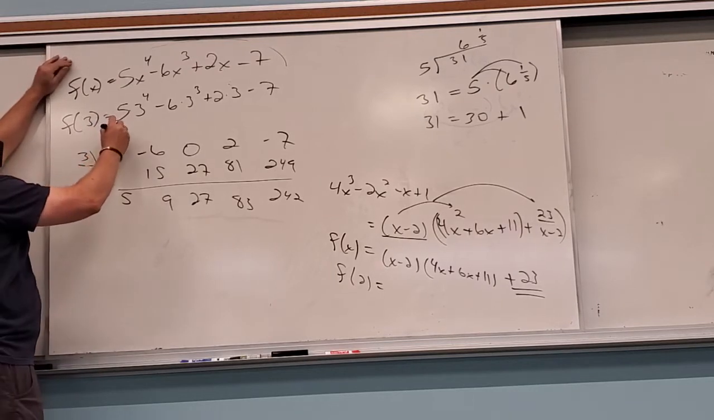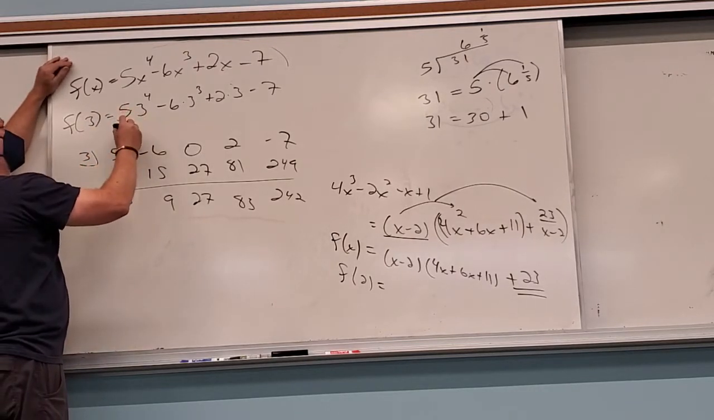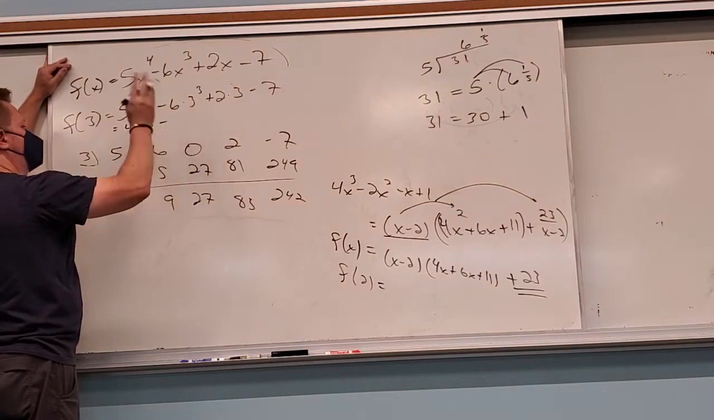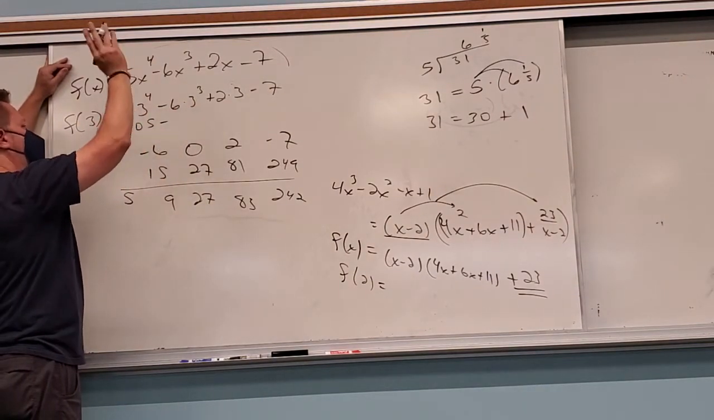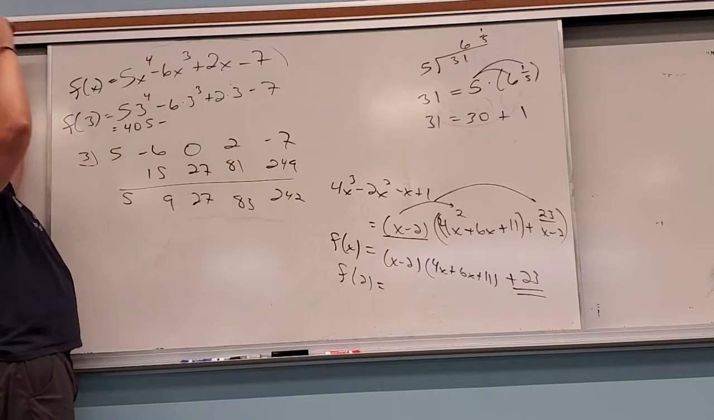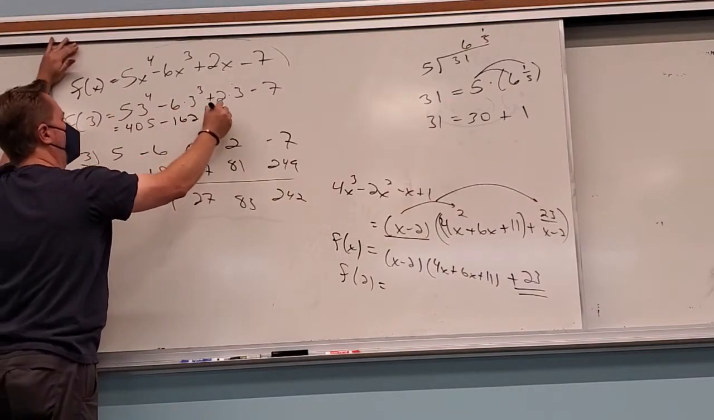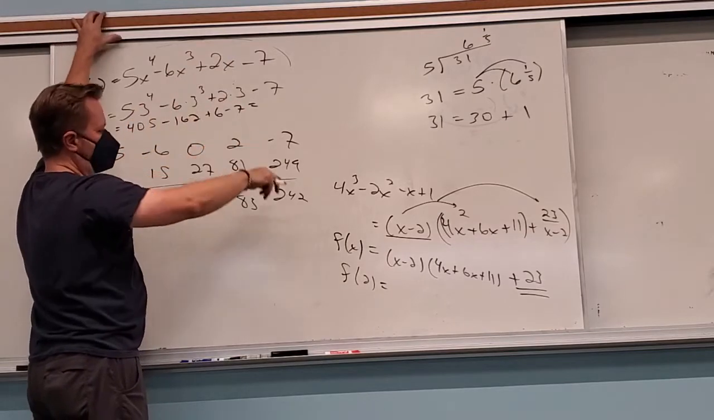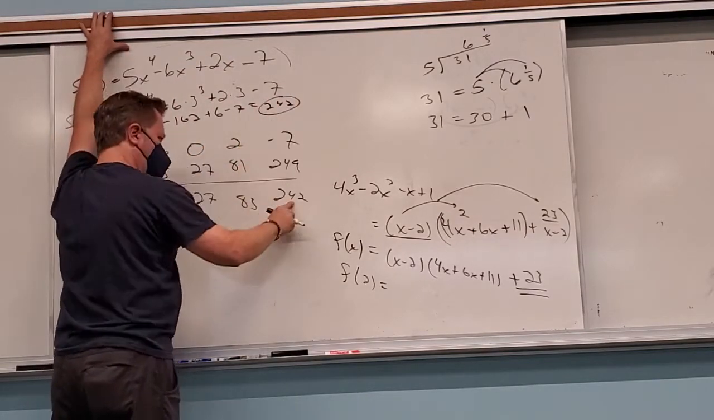Let's see what we get. I'll see if I can beat you guys. Let's see. Oh, screw it. Let's see. 162 plus 6 minus 7. 242? What? Yeah, 242. Right, you get 242.